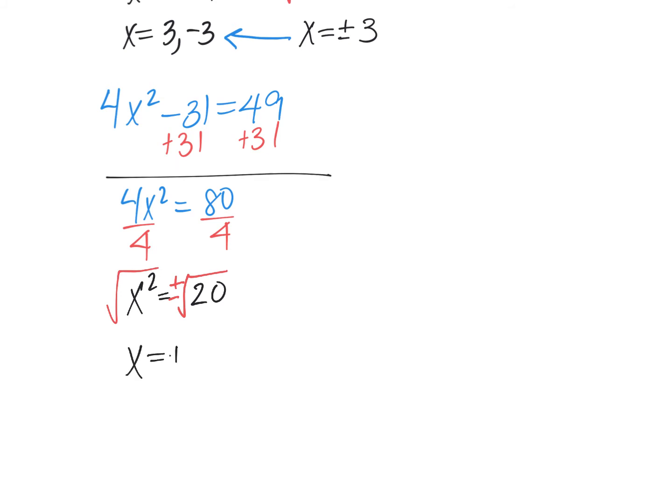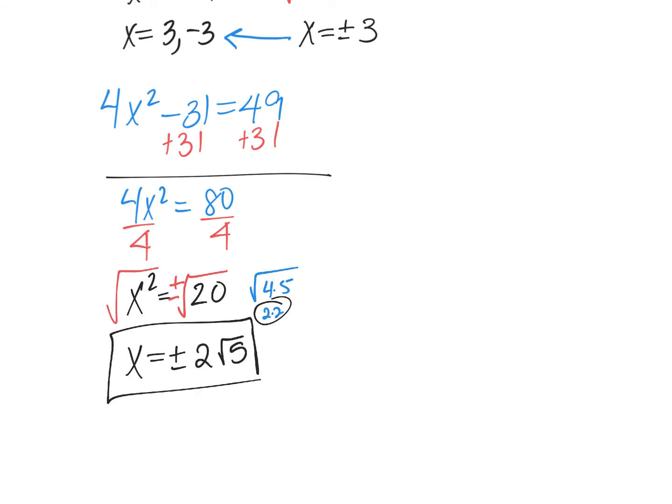So x is equal to plus or minus, and I need to simplify my radicals if possible. Just like we did in the homework last night, they have to be simplified. I can't have a fraction inside a square root. I can't have a square root in the bottom. So I have to follow all those rules with my radicals. So how do I simplify the square root of 20? 4 times 5, which is 2 times 2, right? So that's a pair, 2 square root 5. And that's my answer.